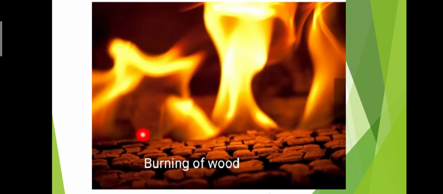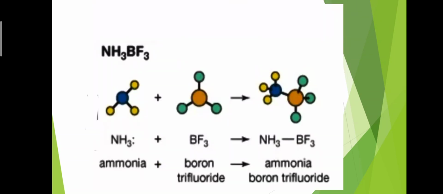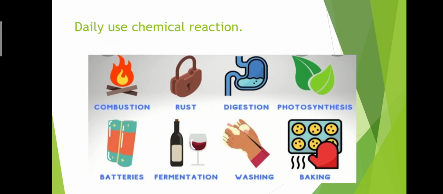For example, burning of wood is a chemical reaction. Example 2: when ammonia reacts with boron trifluoride, a new substance, that is ammonia boron trifluoride, is formed. Now, daily use chemical reactions are combustion, rusting, digestion, photosynthesis, batteries, fermentation, washing and baking.